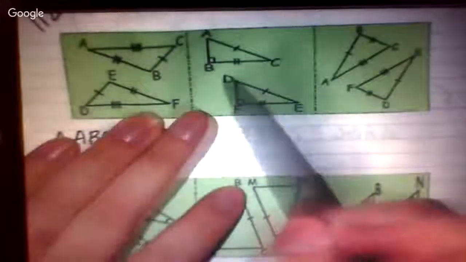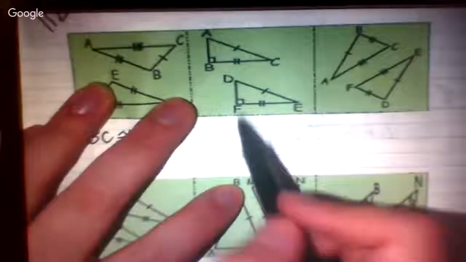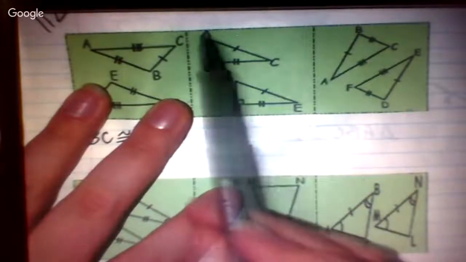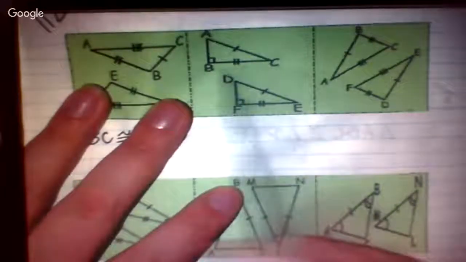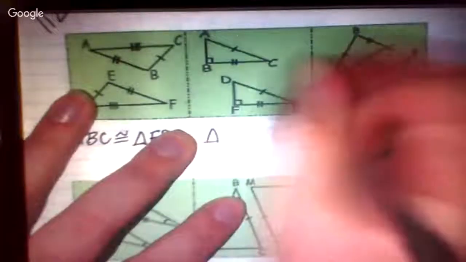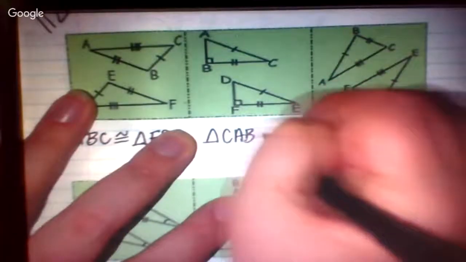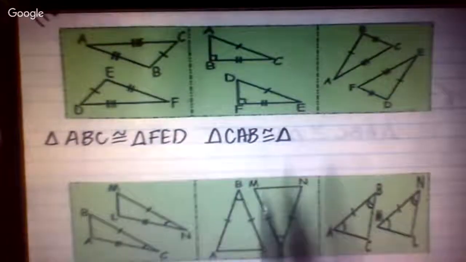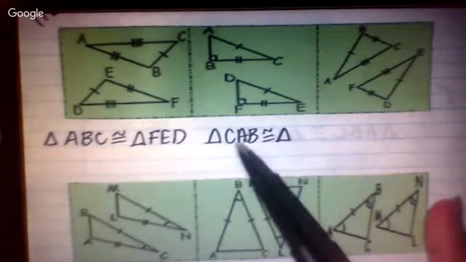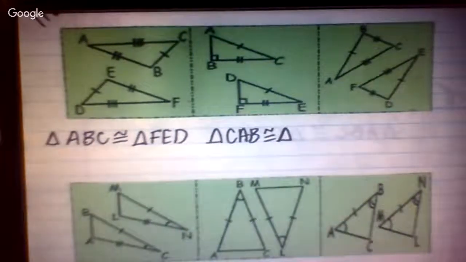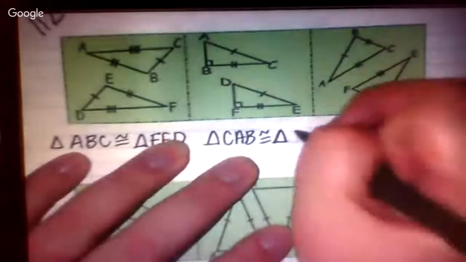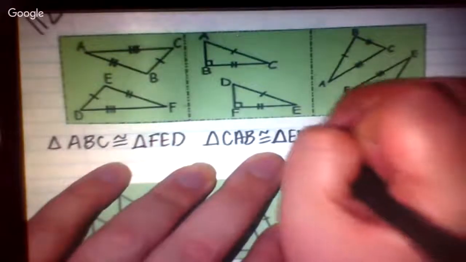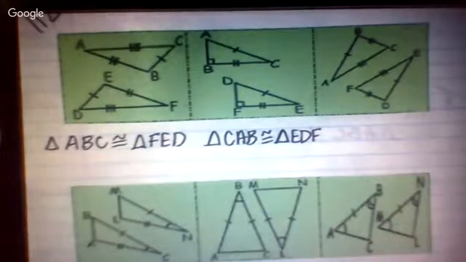Okay, so here, I know that B corresponds to F. It tells you that with the right angles. Side DE goes with AC and FE goes with BC. So if I give you triangle CAB, when I go to label my second triangle, I started with C here. Where should I start here? E. I went from C to A, so I need to go E to D and to F. EDF.